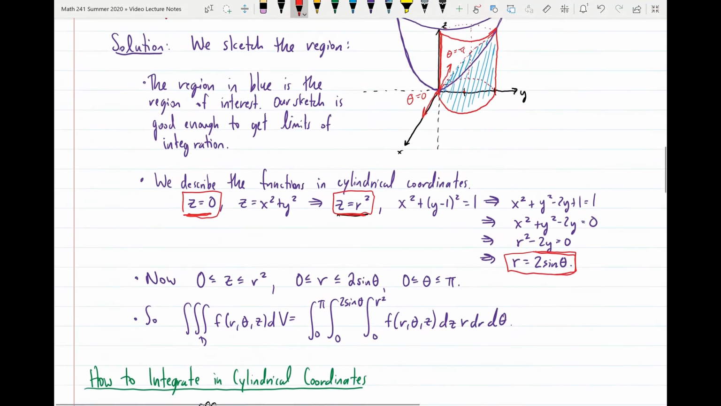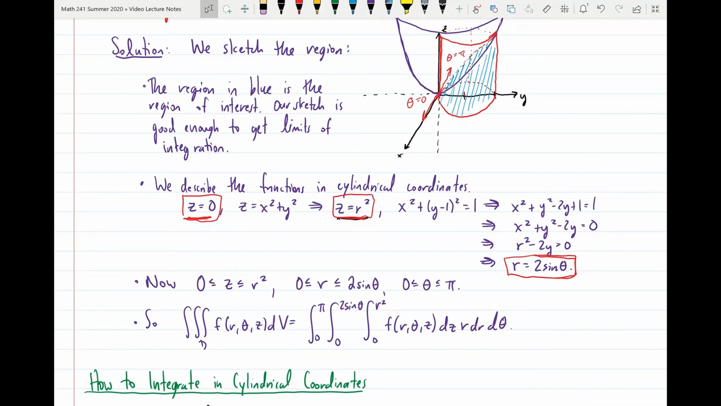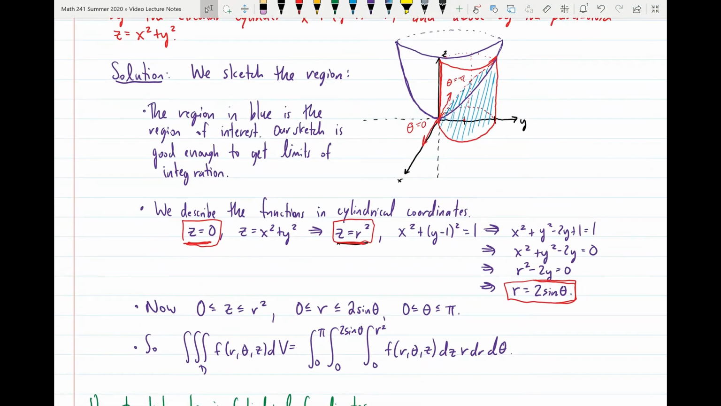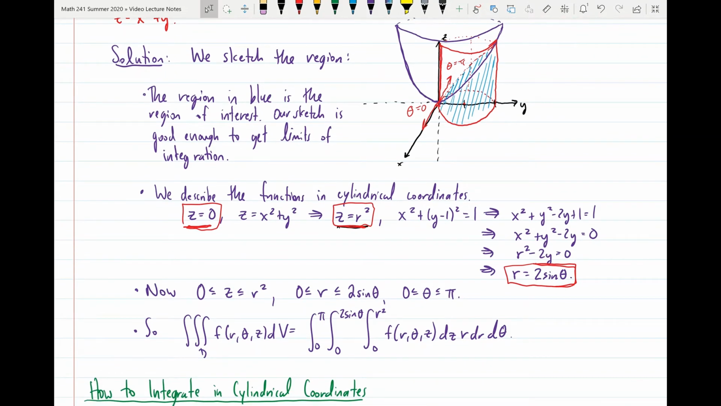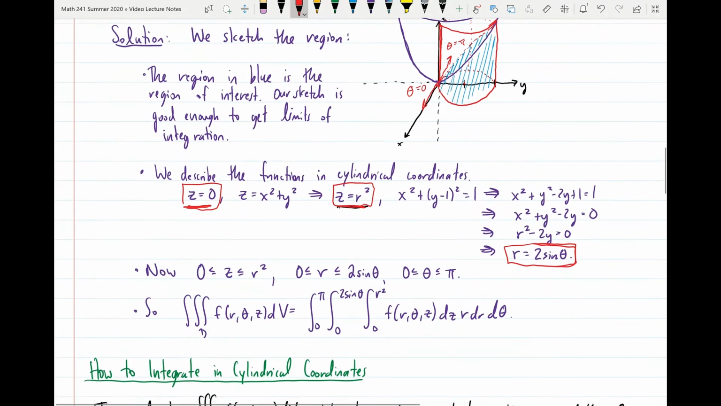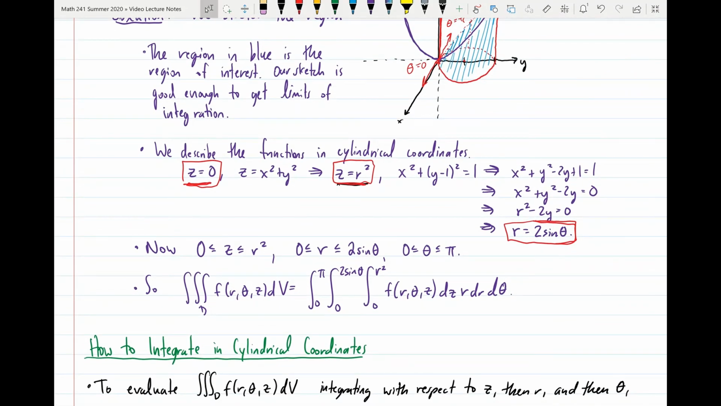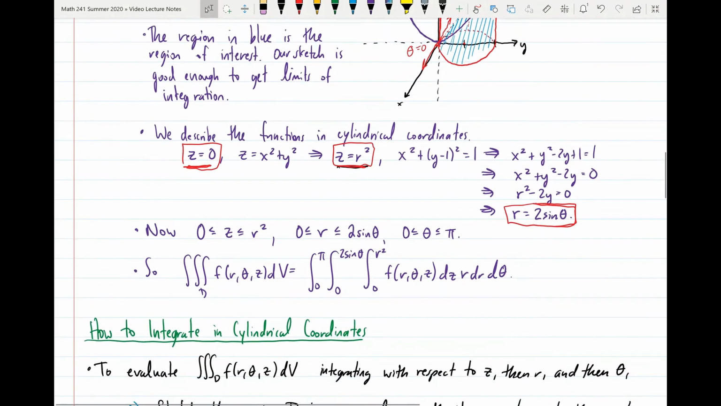And lastly, we have our limits of integration for z. If you pick a point inside the circle in the xy plane, which gives the projection of our region onto the xy plane, and you go directly up through the region, you'll see that z enters the region at 0, and it's going to leave the region at the function giving us the paraboloid. So z is going to be bounded below by 0 and bounded above by r squared.